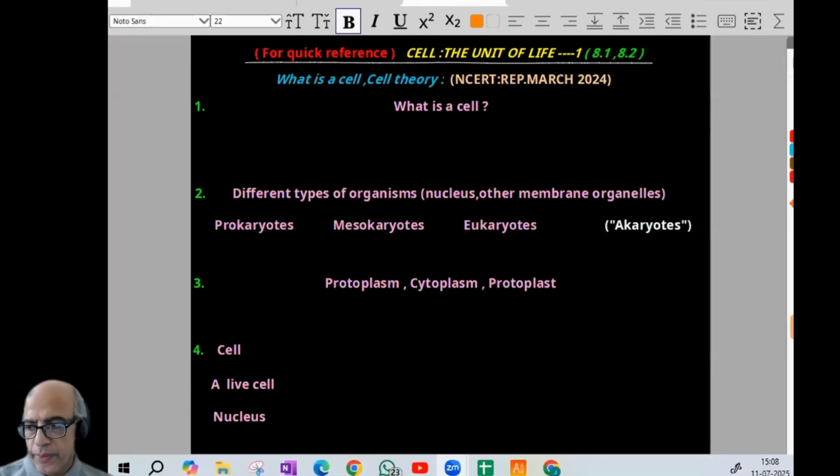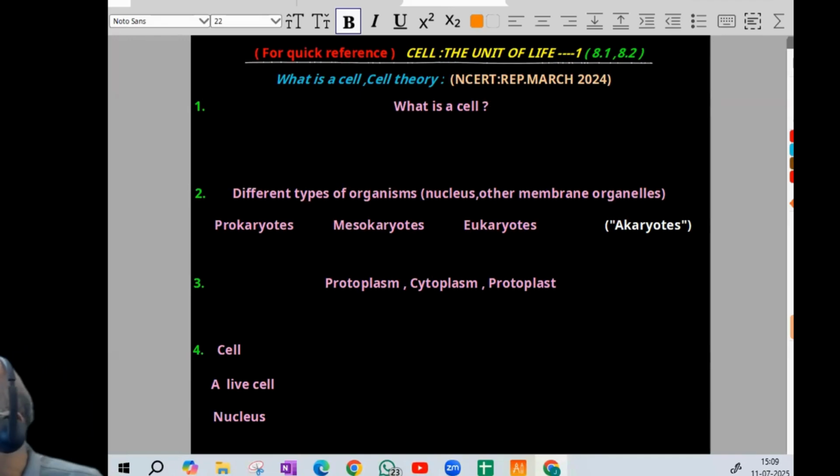The first chapter I'm doing is Cell, the Unit of Life, chapter 8, covering 8.1 and 8.2 according to NCERT. The NCERT I am referring to is the reprint edition, March 2024. Now I'll share the screen so it will be easy for you. The screen came, so we can proceed. The main ideas under these 2 points, 8.1 and 8.2, are: what is a cell, and cell theory. Starting with, what is a cell?